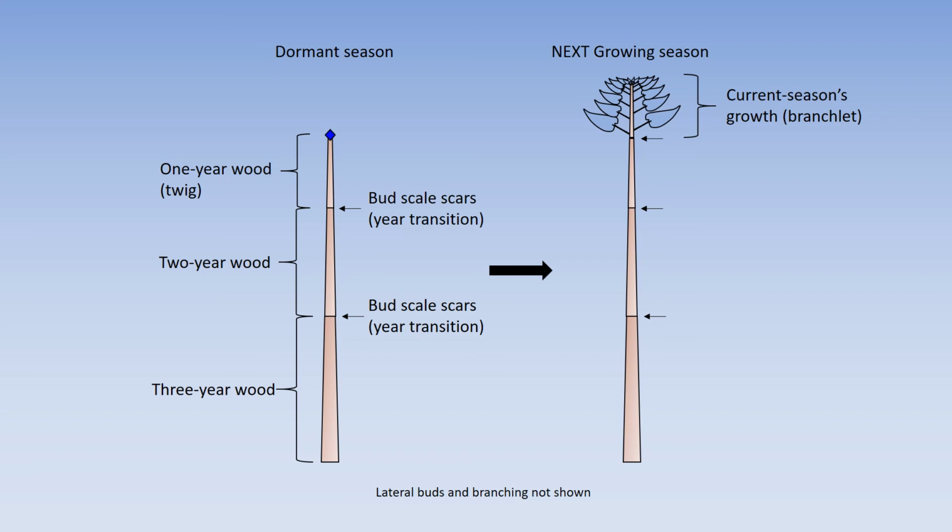The following growing season, the terminal bud on the 1-year wood will grow into a leafy shoot referred to as the current season's growth. This terminal segment of newly formed tissue can also be called a branchlet. To be clear, the phrase current season's growth or the term branchlet are used during the growing season. You would not use these in the dormant season. Likewise, the word twig should be used in the dormant season. Otherwise, these terms can get confusing.